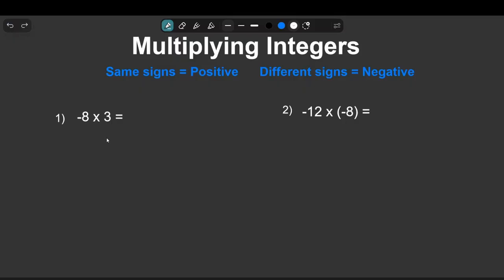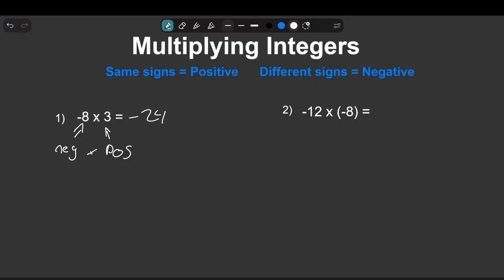So we have minus 8 times 3. Minus 8 times 3 will be minus 24. This is a minus because, as we can see, we are multiplying a negative number with a positive number. Let's write it down as negative and positive.